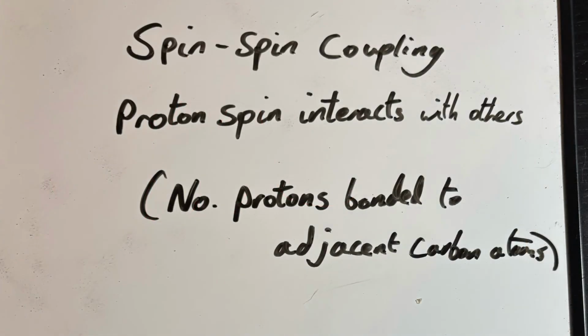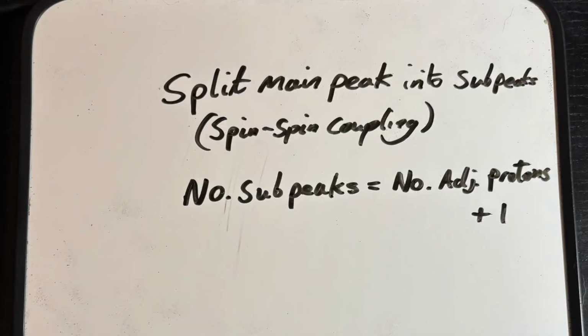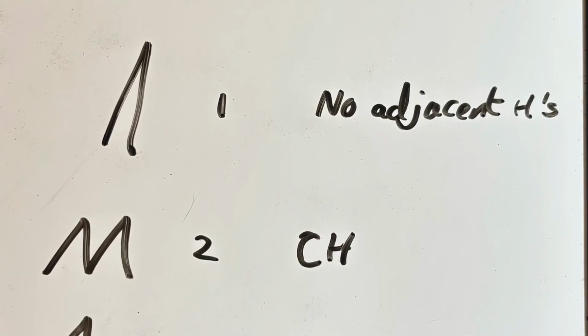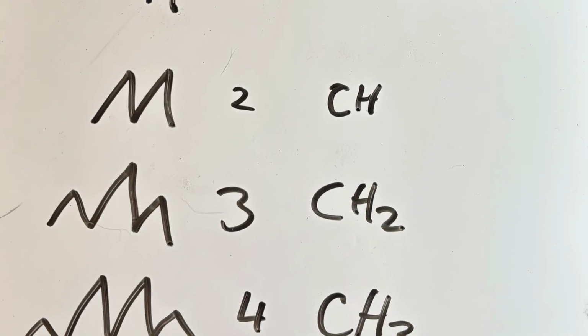And then comes something called spin-spin coupling, and this is when a proton spin interacts with protons around it, and it helps you know how many protons are bonded to adjacent carbons. So you split your main peak into different subpeaks, and the number of subpeaks determines how many adjacent protons there are. The number of adjacent protons is equal to the number of subpeaks minus 1. And this is an example. So 1 peak means no adjacent hydrogens, 2 peaks means 1, 3 peaks means 2, 4 peaks means 3, etc.